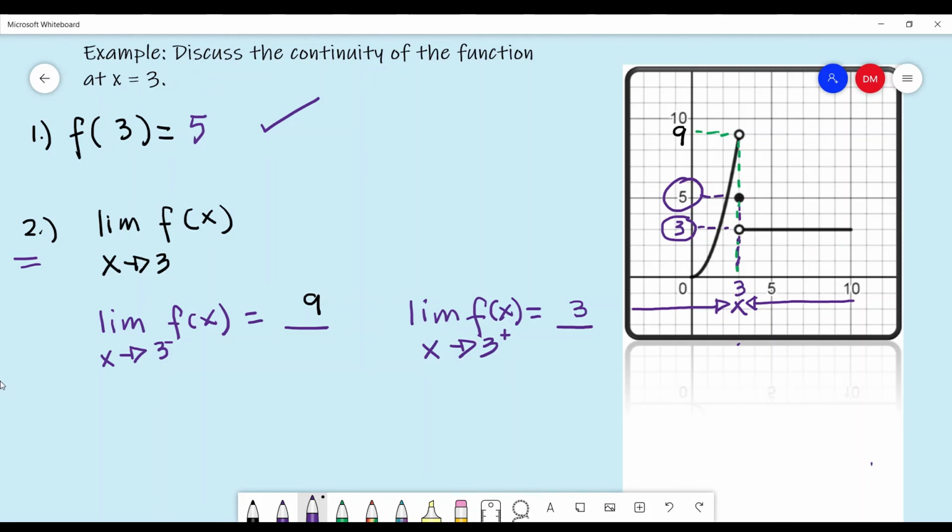Now look at the limit coming from the left. The answer is 9, and the right hand limit, it is 3, and they are not equal. Therefore, the limit does not exist. Now here we can see that the function did not satisfy the second condition. Therefore, the function is not continuous at x equals 3. So let us write that.